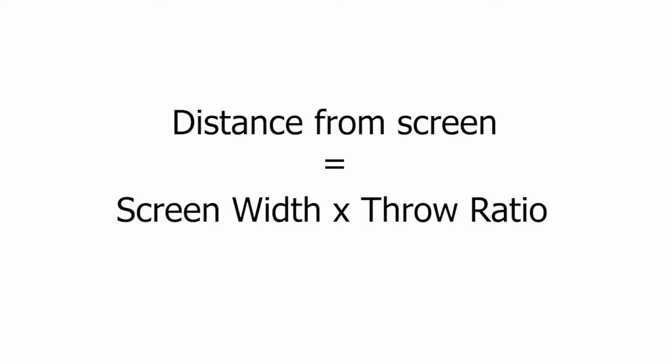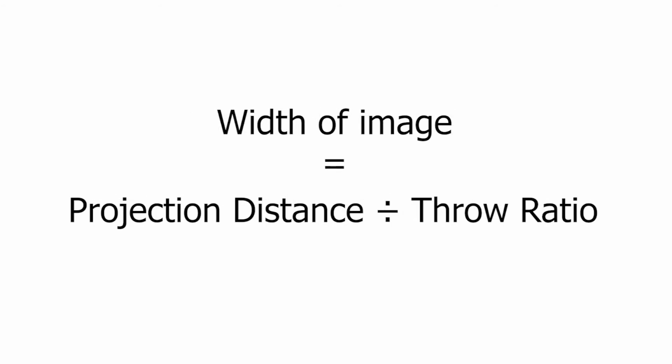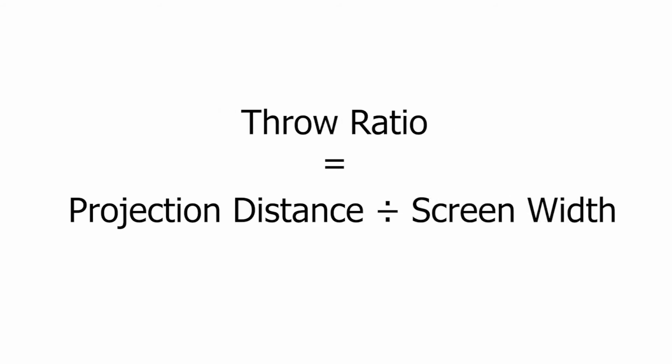Now let's go over the 3 vital equations that will help you with all projector inquiries. To calculate the distance the projector needs to be from the screen, just multiply the screen width by the projector's throw ratio. I would recommend using millimeters for accuracy. The width of the projected image can be calculated by dividing the distance of the projector by its throw ratio. A suitable throw ratio can be calculated by dividing the distance of the projector by the screen's width.